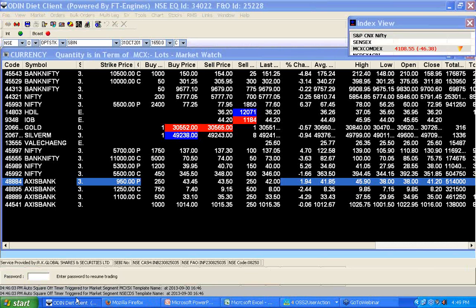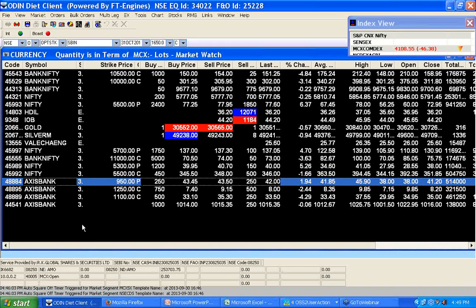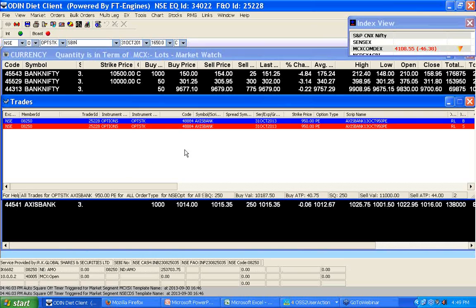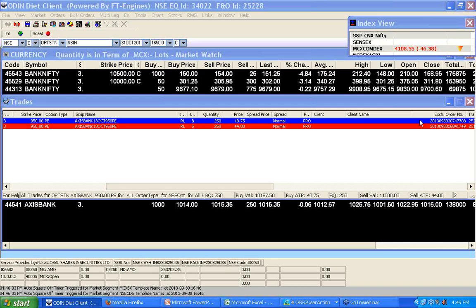This is also in the trade contract note. Let us look at this trade contract note. I am going to show you this trade contract note also. So take this one, wait. So this is what I did.